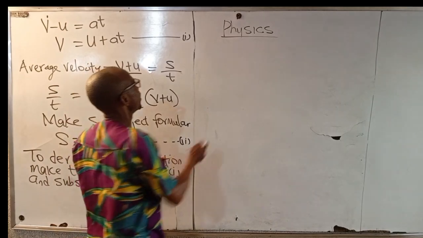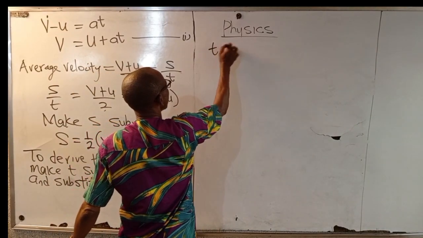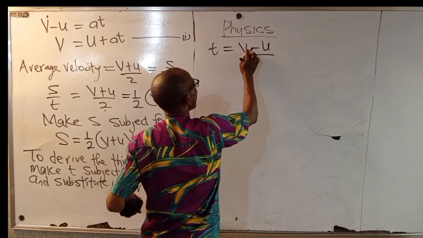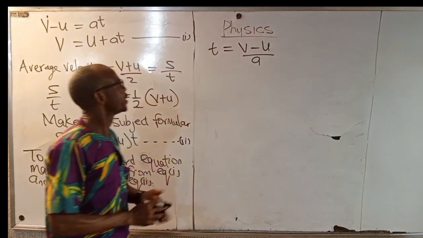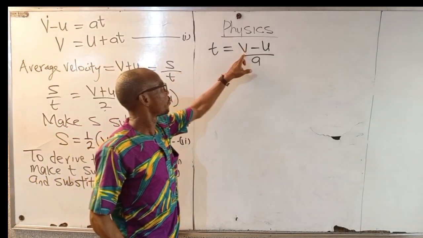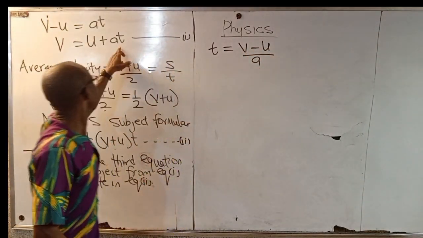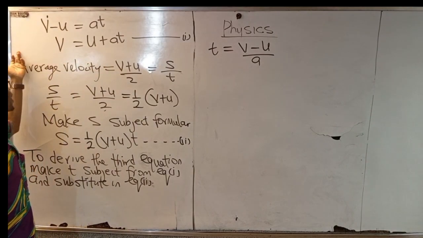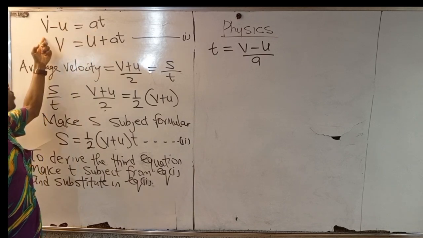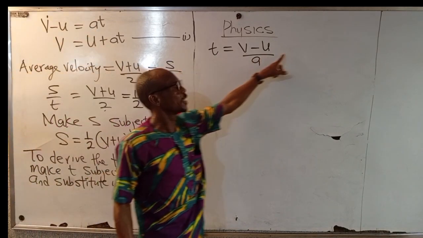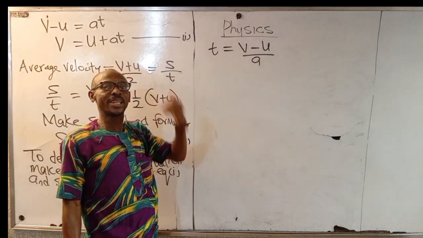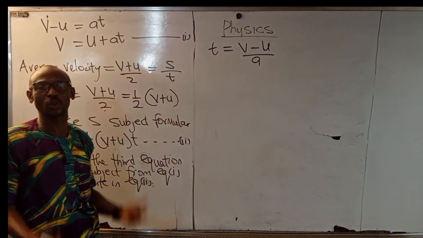We are going to make t the subject from this. So what do we have? t will be equal to (v - u)/a. This is t from equation 1, because when u moves back, going backward, we have this. So this is our t. So we are going to substitute this value now into the next equation, the second equation.